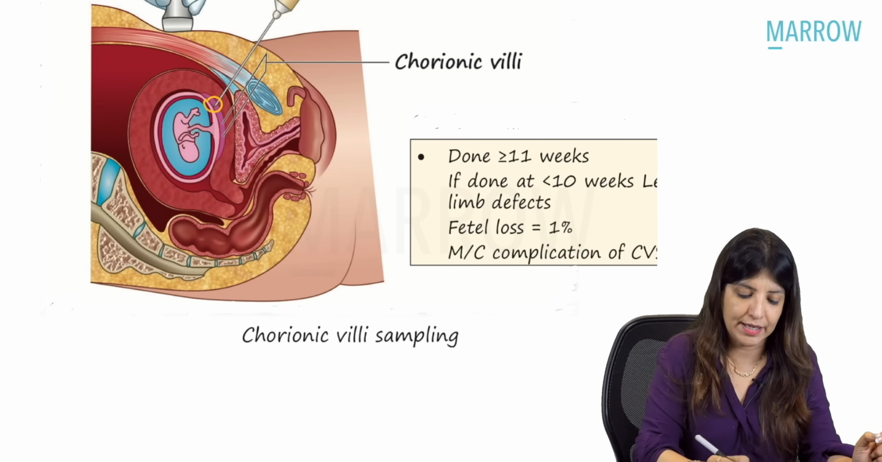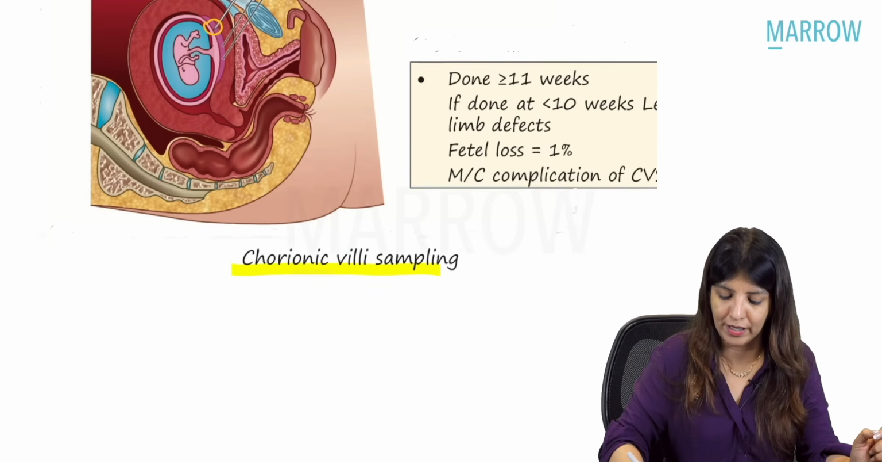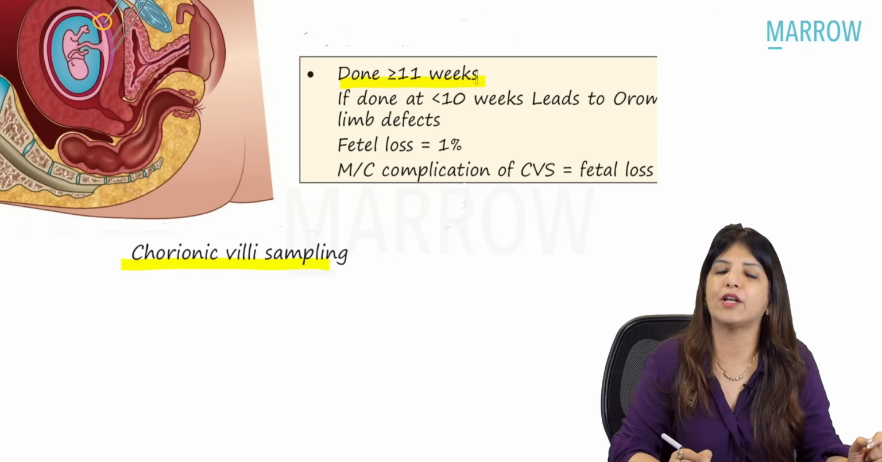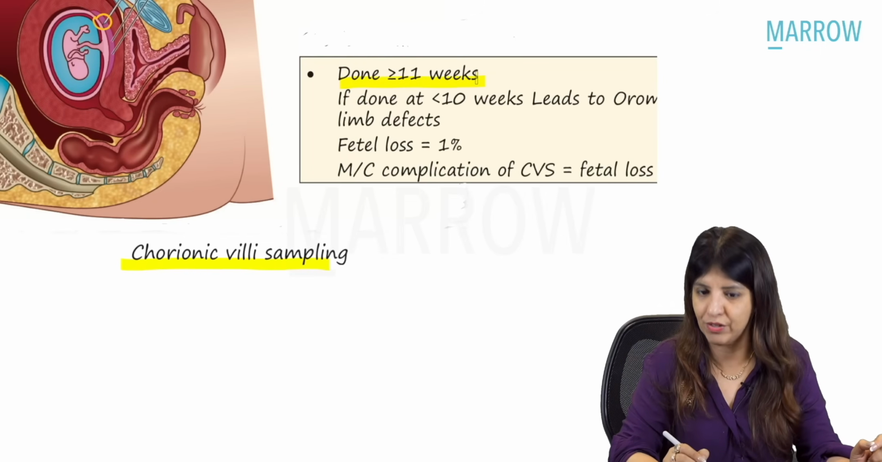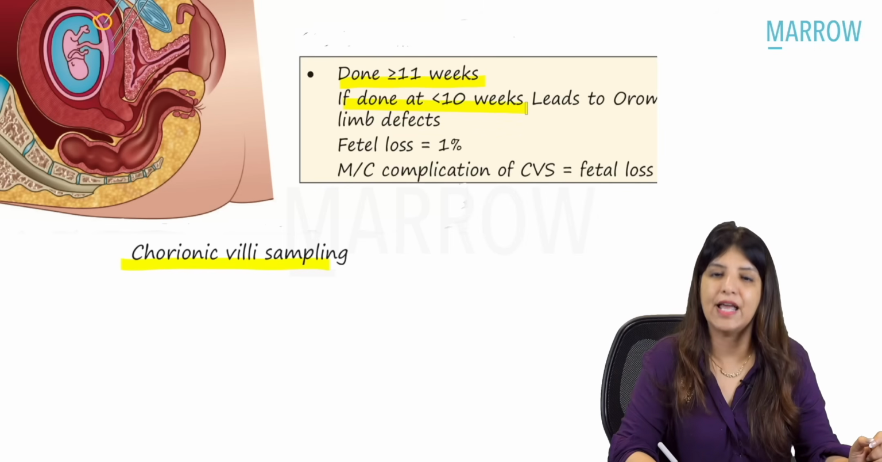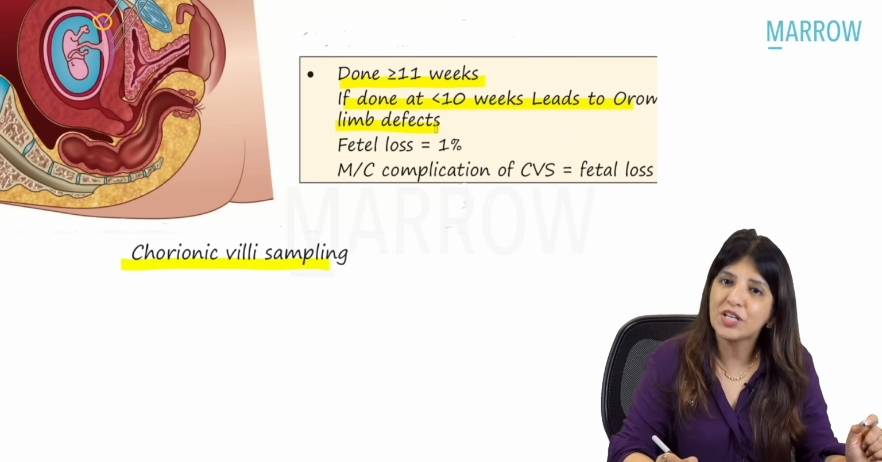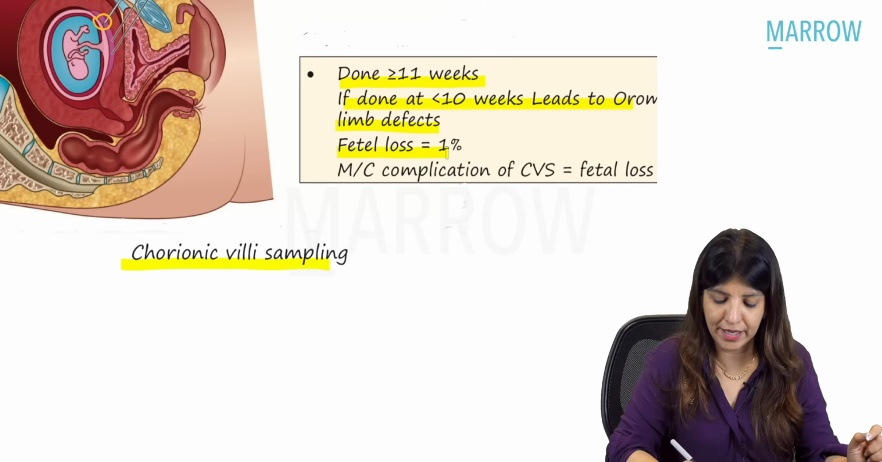So, this is an image which is representing chorionic villi sampling. Remember, chorionic villi sampling has to be done at more than or equal to 11 weeks. If it is done at less than 10 weeks, it can lead to oromandibular limb defects. Fetal loss with chorionic villi sampling is 1%.